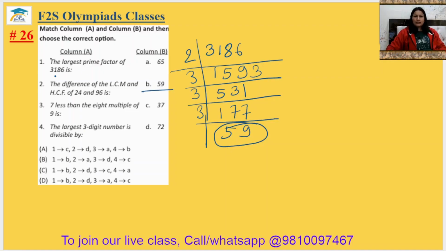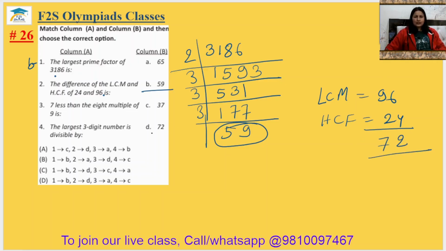So option B will match. The difference between the LCM and HCF of 24 and 96: we can see 24 in the table of 96, so the LCM will be 96 and the HCF will be 24. If you subtract both of them, 96 minus 24, it will be 72. It is in option number D. So this will be D.